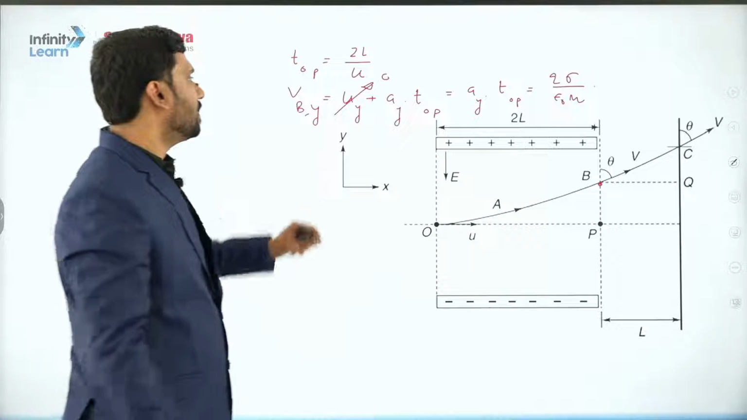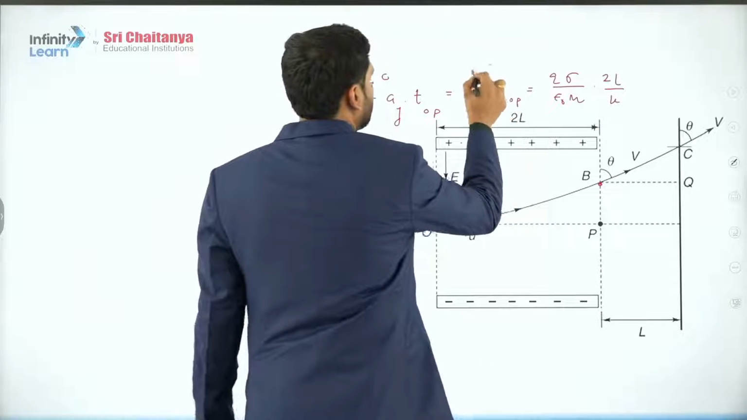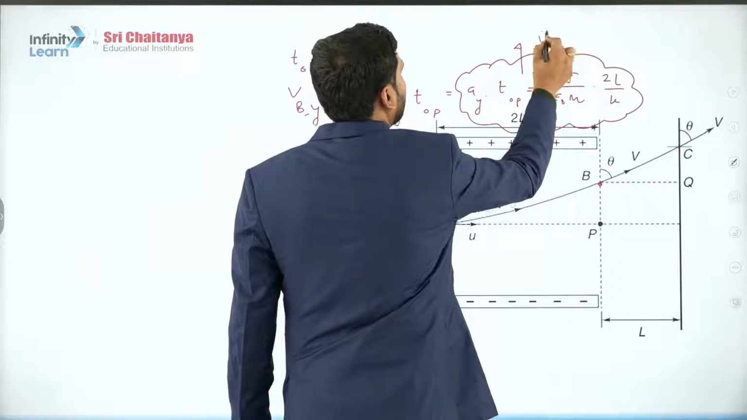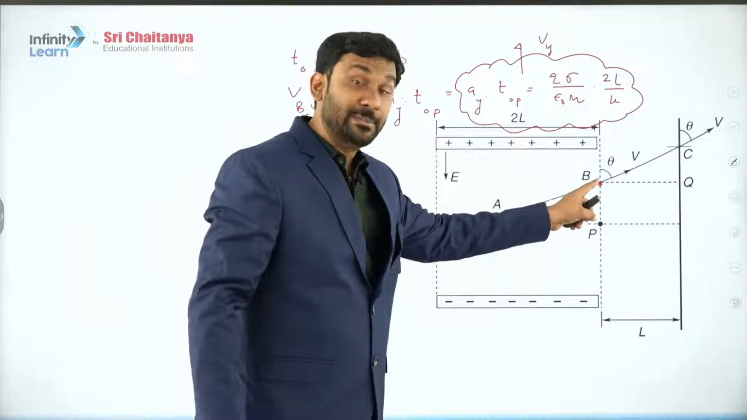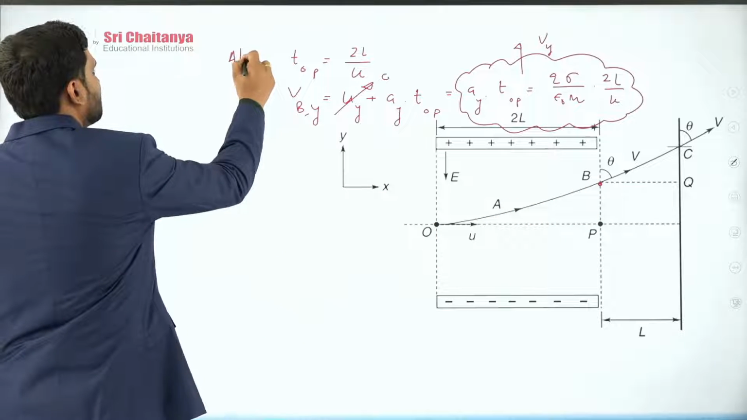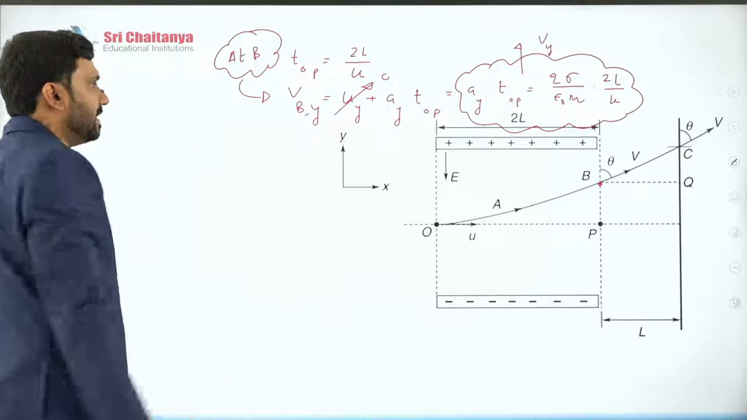TOP, how much we got? That is 2L divided by u. So this is the value of Vy. Vy at which point? At point B. Remember, this calculation we are doing at point B. So this is at B. Entire calculation is focused to point B only.